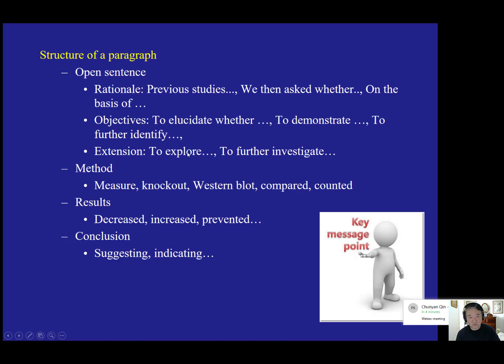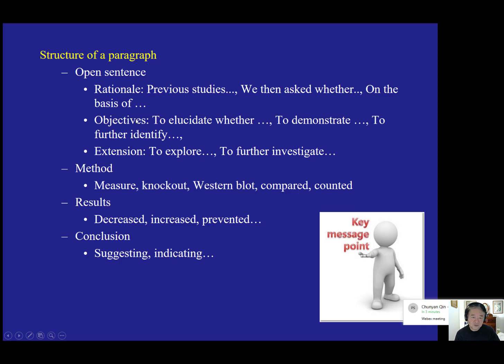Then you say to explore, for example. If you say rationale, you can say previous study. You can say we then asked whether this is based on previous study. Then we can ask whether, or you say on the basis of. This is about the rationale type of open sentence. You can use those phrases to lead into a sentence.